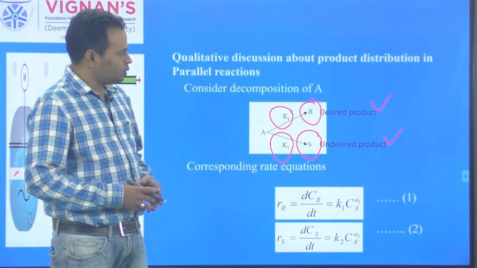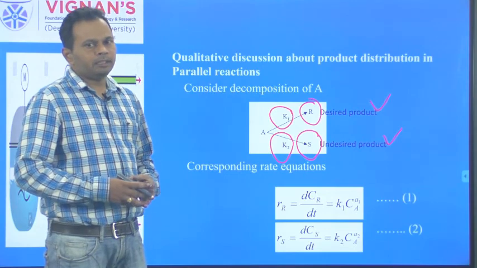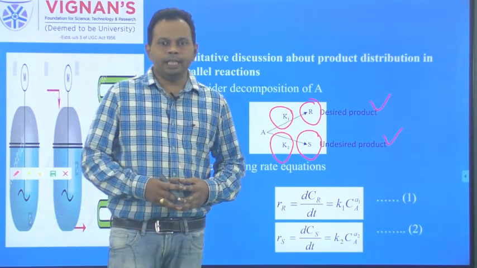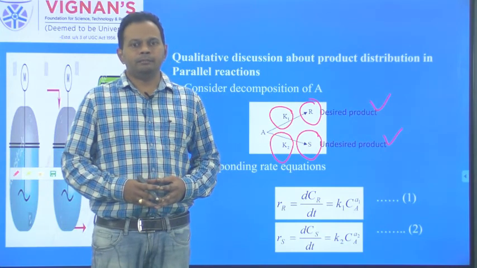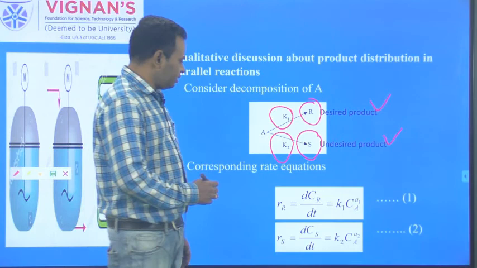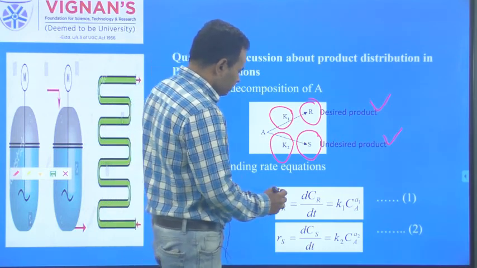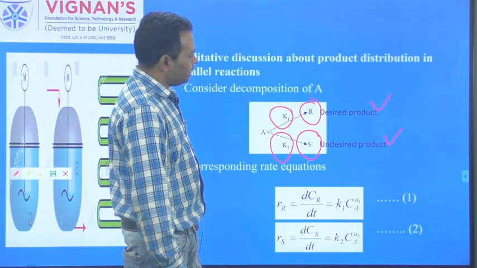Based on these two products you can write the product distribution. The product distribution is always defined as the ratio of the rate of formation of the desired product to the rate of formation of the undesired product.